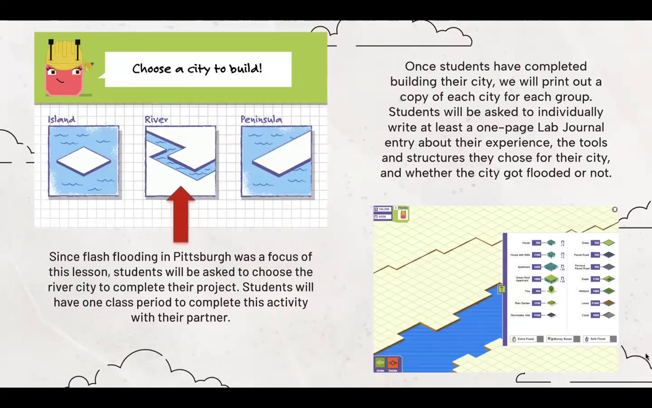There are 3 options in this game: island, river, and peninsula. But since we're talking about flash flooding in Pittsburgh, the students will all be doing the river city. The students will have 1 class period to complete the activity with their partner. Once they have completed building their city, we're going to print out a copy of each final city, and then they'll be asked to put it in their lab journal. For the writing portion of this project, they're just going to be asked to write a 1-page journal entry about the experience, the tools, the structures that they chose for their city, and whether or not the city got flooded or not.